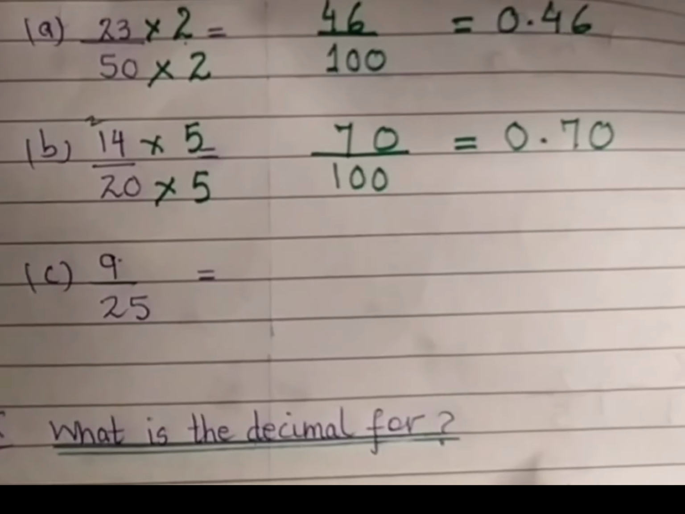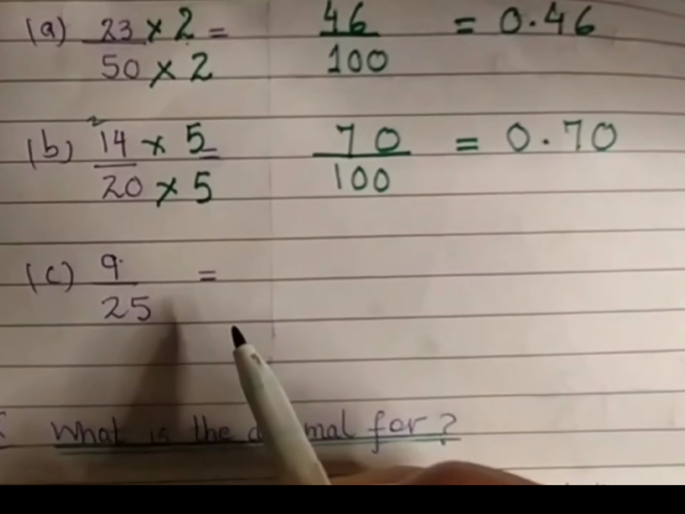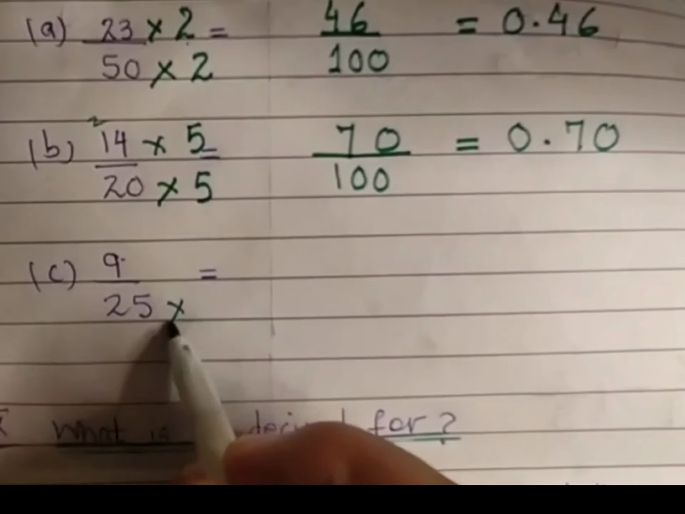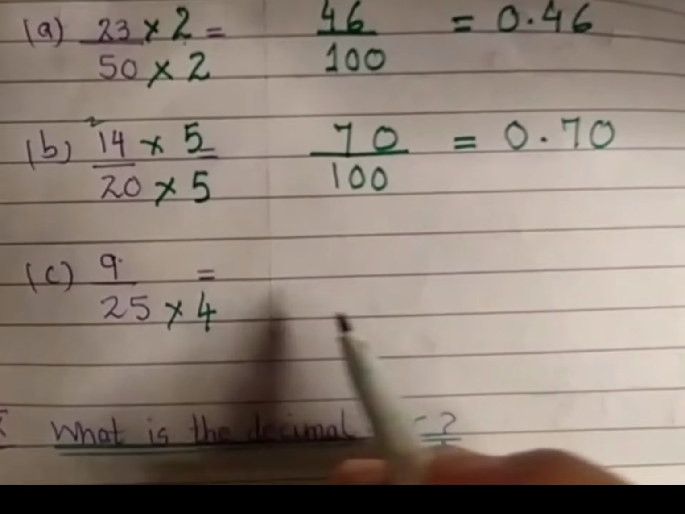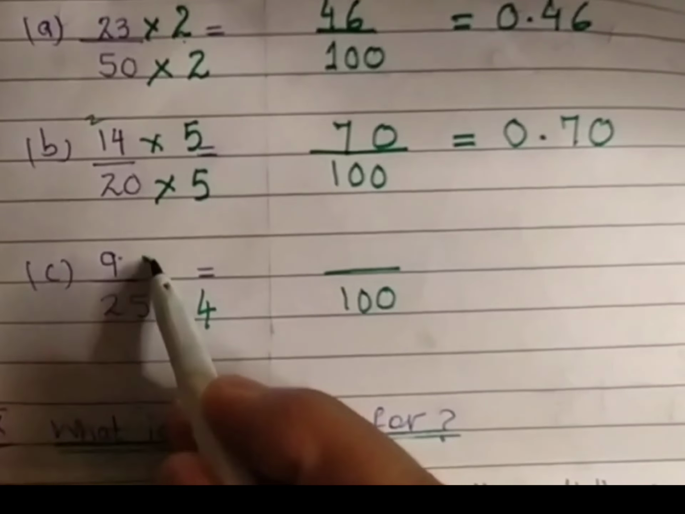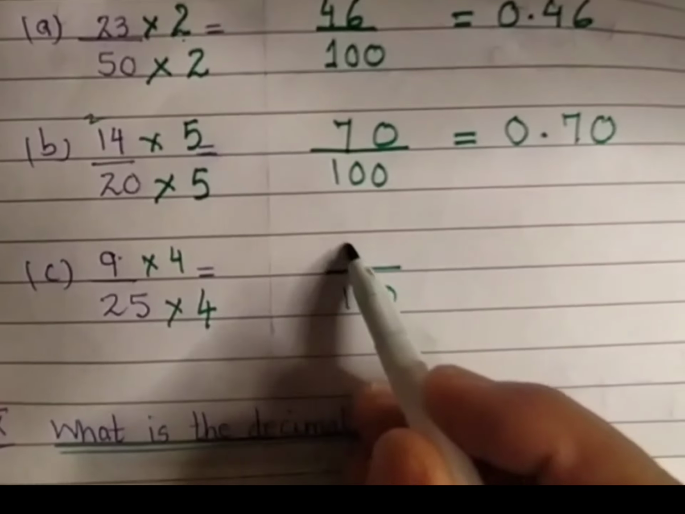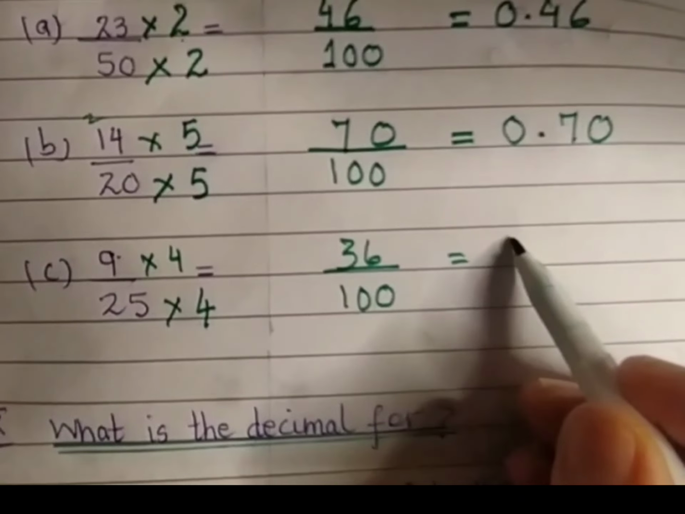Now we move on to the last question of question 9. 25 times what is giving you 100? 25 times 4 gives you 100. So the same 4 goes up here. 9 times 4 is 36 upon 100. So how do you write this as a decimal?